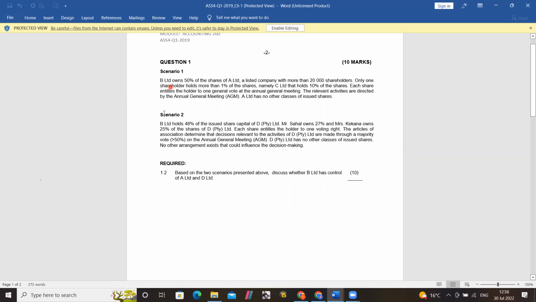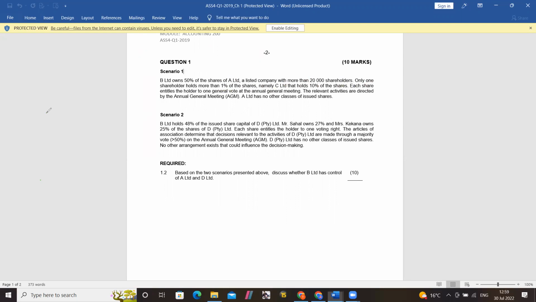Those are the two parties, right? And then they said a listed company. So a listed company with more than 20,000 shareholders. So they tell us that this entity A is also a listed company with 20,000 shareholders, and only one shareholder holds more than 1% of shares. And they tell us that this entity is entity C. So what do we know?